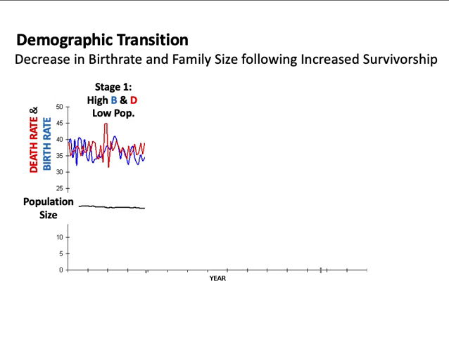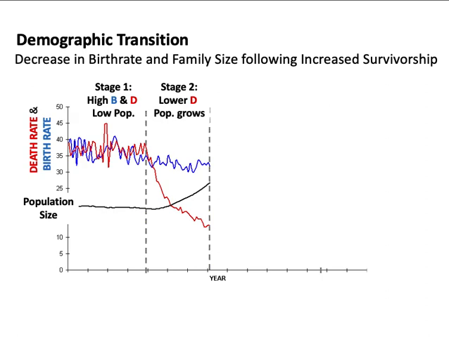And so we can divide up the demographic transition into 4 different stages. In stage 1, the population of the country or the region of interest is characterized by high birth and death rates. And so in this image, the death rate is red and the birth rate is blue. So stage 1 involves high birth and death rates and a low population size.